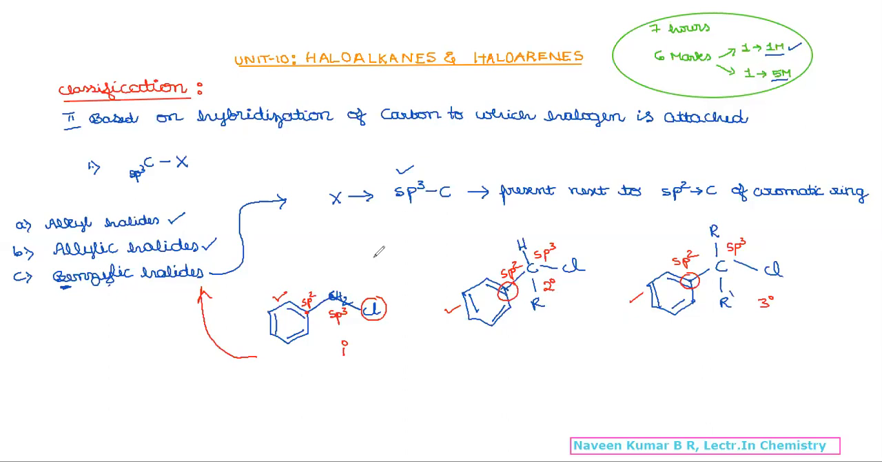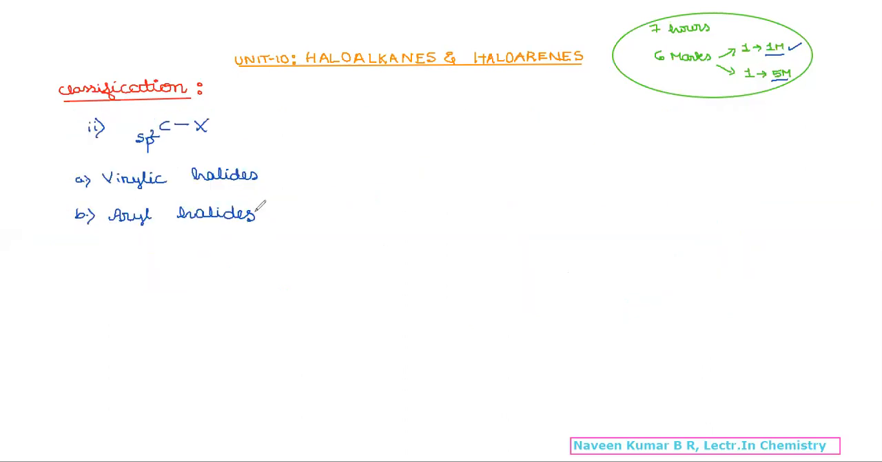These are the halides in which an sp2 hybridized carbon atom is directly bonded to the halogen. We will observe the other type based on the hybridization: the halogen atom attached to a carbon which is present in sp2 hybridization. In the previous case of alkyl halides, allylic halides, and benzylic halides, the halogen is attached to an sp3 hybridized carbon. Here it is attached to an sp2 hybridized carbon, that is directly attached to a double bonded carbon. Now, what are vinylic and aryl halides?